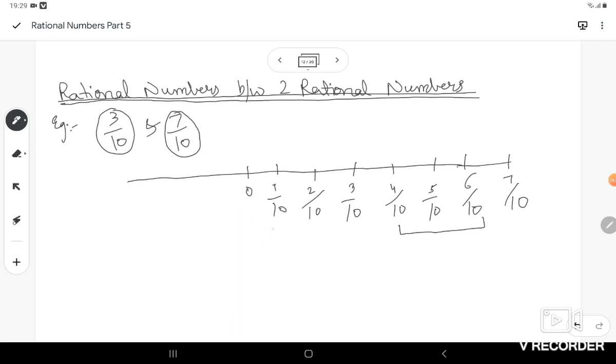So on the number line, we will represent the numbers as 0, 1 by 10, 2 by 10, 3 by 10, and so on up to 7 by 10. So we can clearly see that the numbers between 3 by 10 and 7 by 10 are 4 by 10, 5 by 10 and 6 by 10.